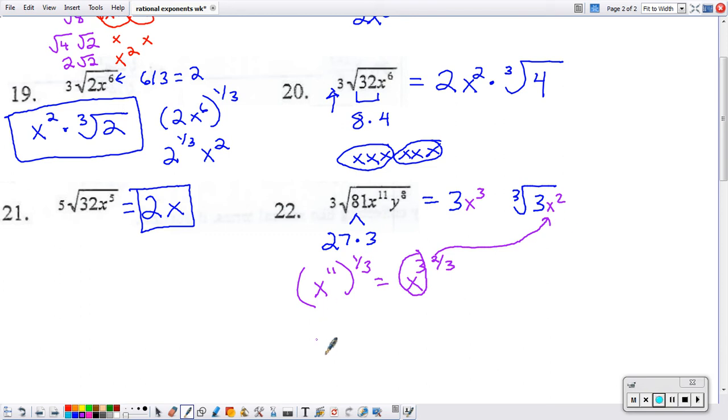Another way you can think about it is I have 11 divided by 3. It goes in 3 times, and there's 2 left over. This is what goes inside the radical, and this is how many we have outside.